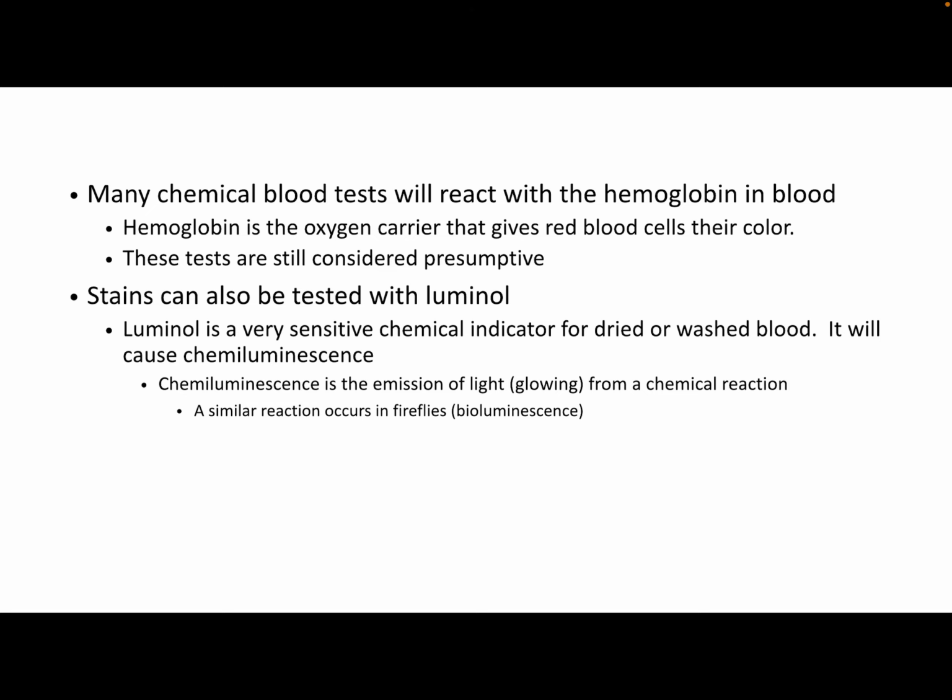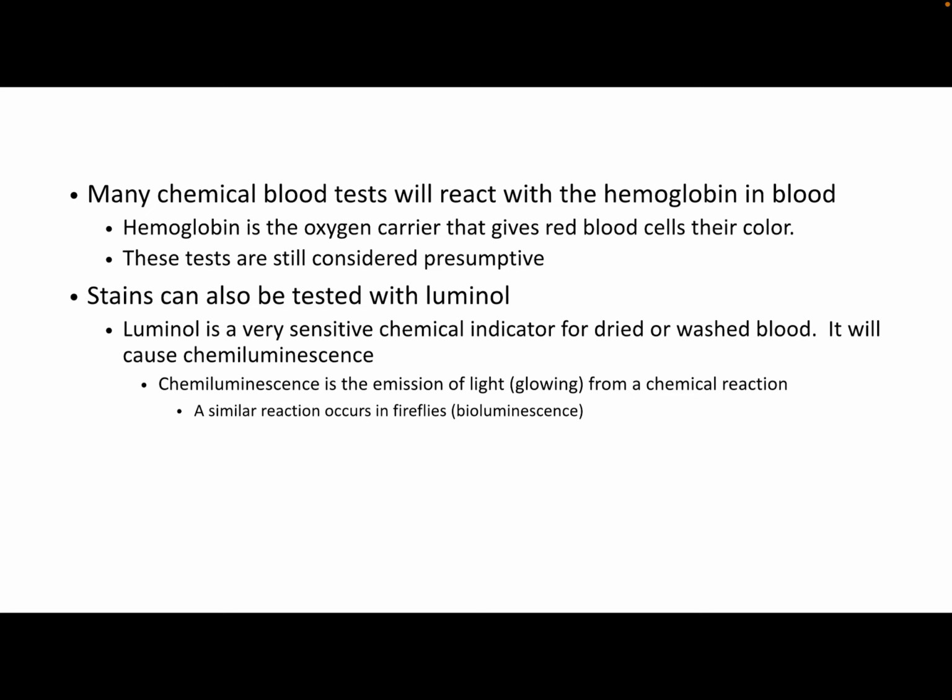Many chemical tests will react with the hemoglobin in the blood. So whenever we have chemicals testing for blood, it is trying to search for that hemoglobin, and that hemoglobin is what it will react to. Hemoglobin is our oxygen carrier in our blood. It's what gives red blood cells their color. And yet again, the chemical tests are still considered presumptive tests. So if there's a reaction, we still have to run further tests.